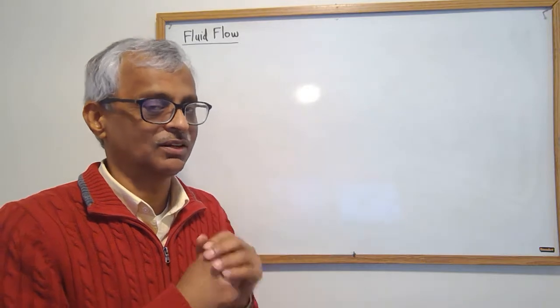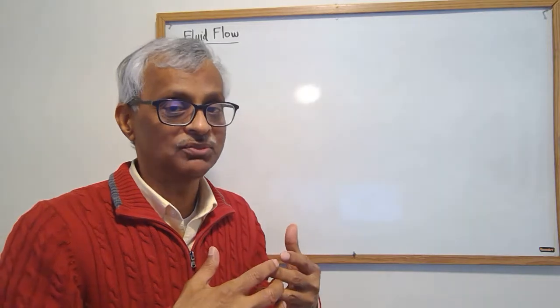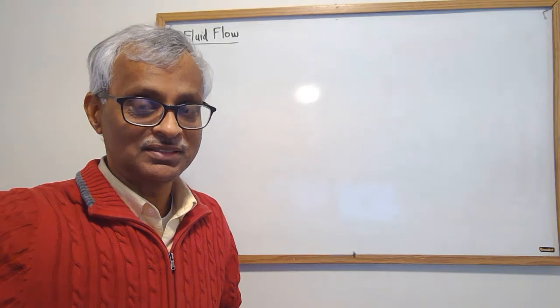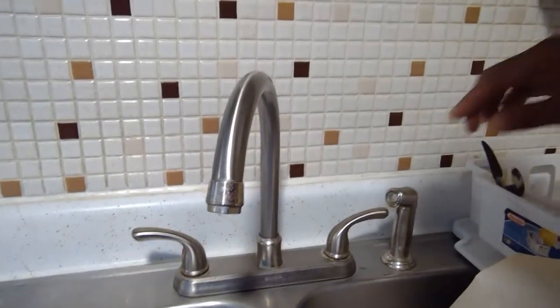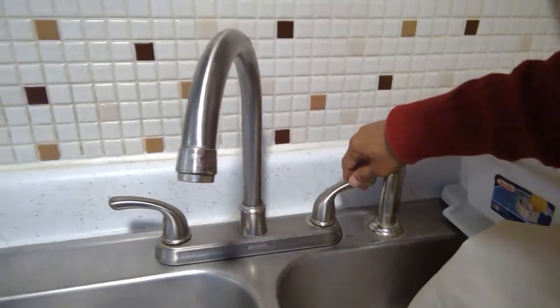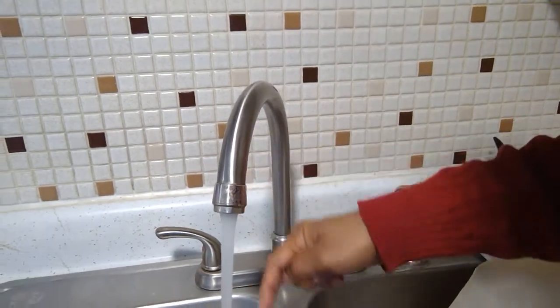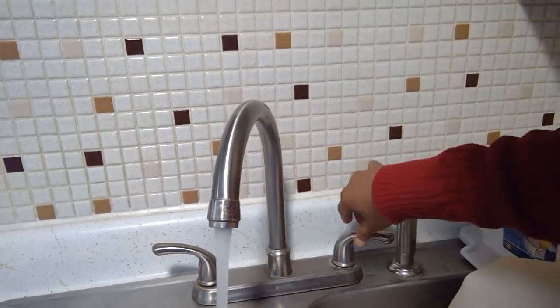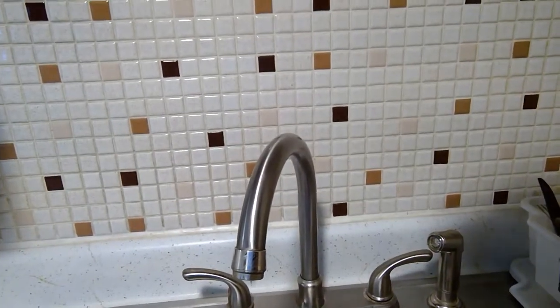The first business of fluid flow is to be able to quantify how fast the fluid is flowing, how much fluid is flowing. Okay, so let's see. So this is a kitchen faucet, and you can see everything flowing. So we want to know at what rate this is flowing, and to do that we are going to introduce some ideas.